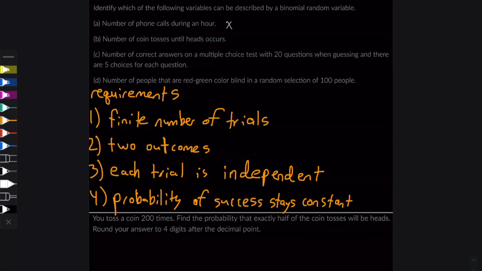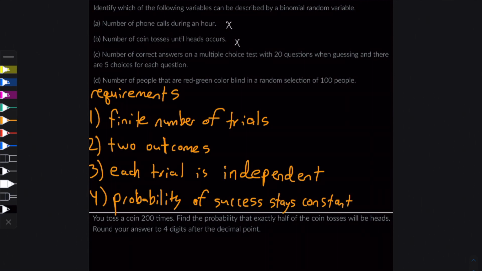Okay, and for part B, we have number of coin tosses until heads occurs. And again, this fails our first requirement, because we don't know how many coin tosses there will be until heads occurs. So we don't have a finite number of trials. It just says until heads occurs. So that could be 3 trials, that could be 1,000 trials, we don't know.